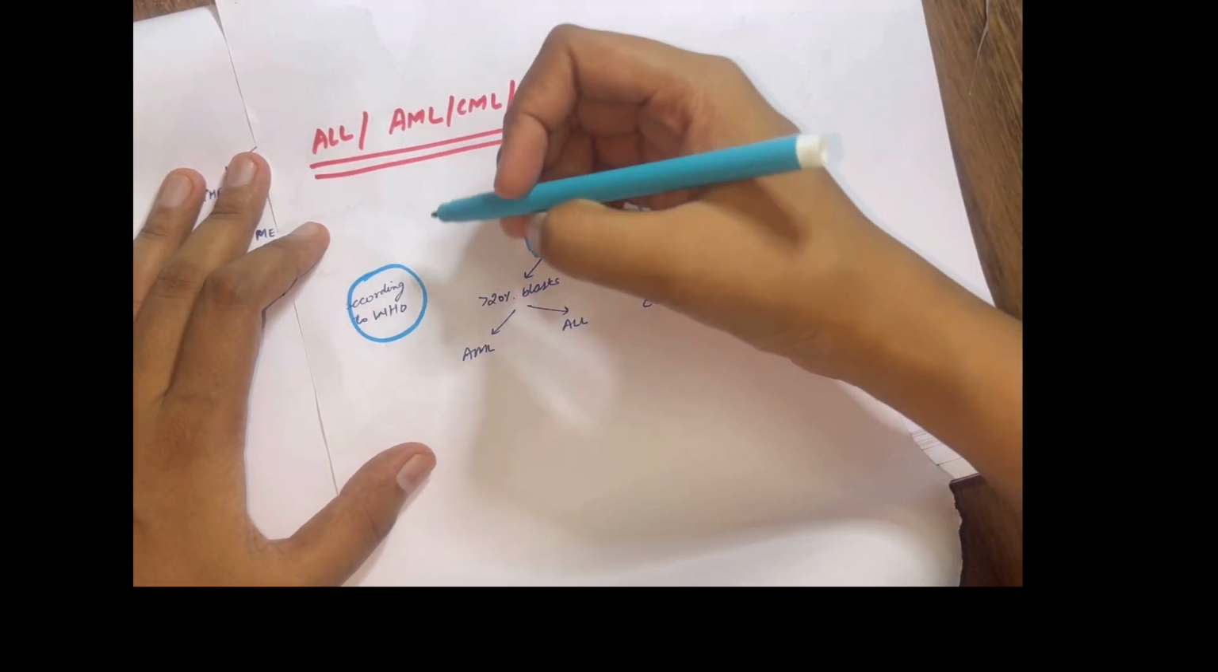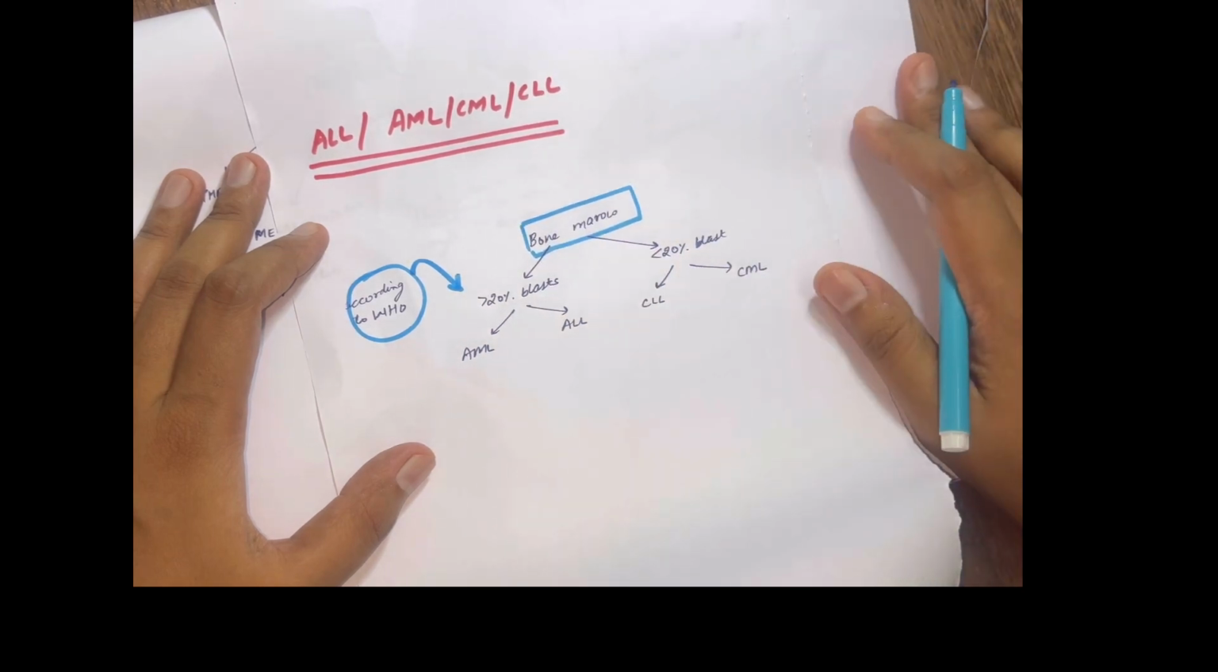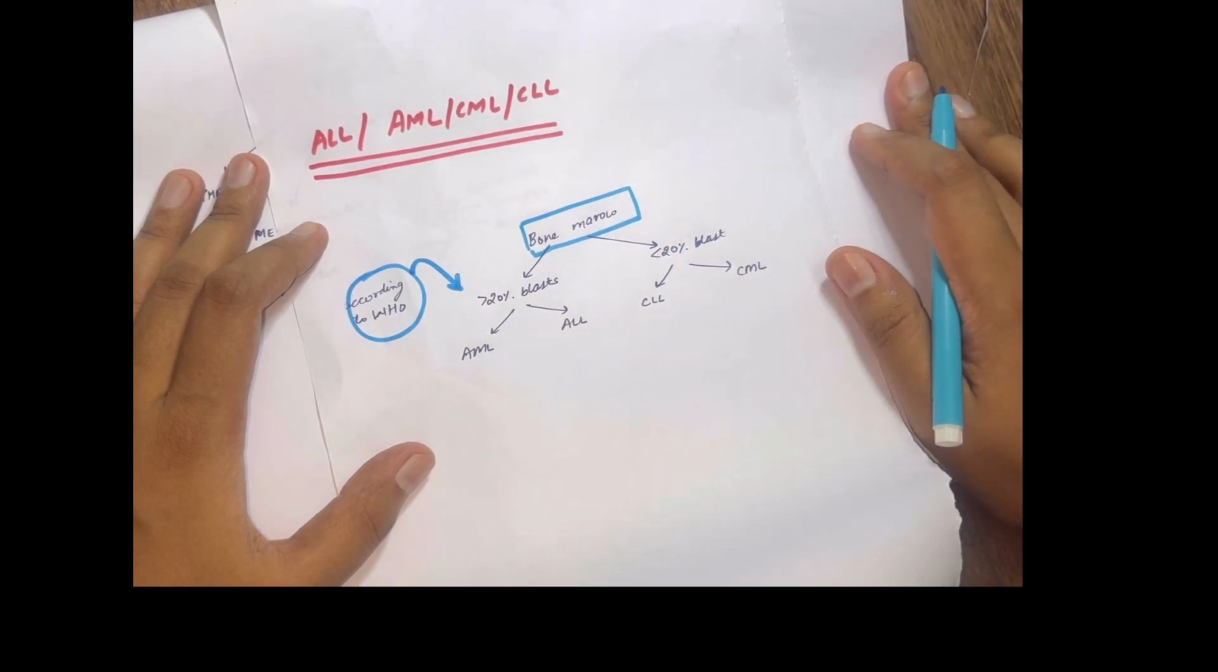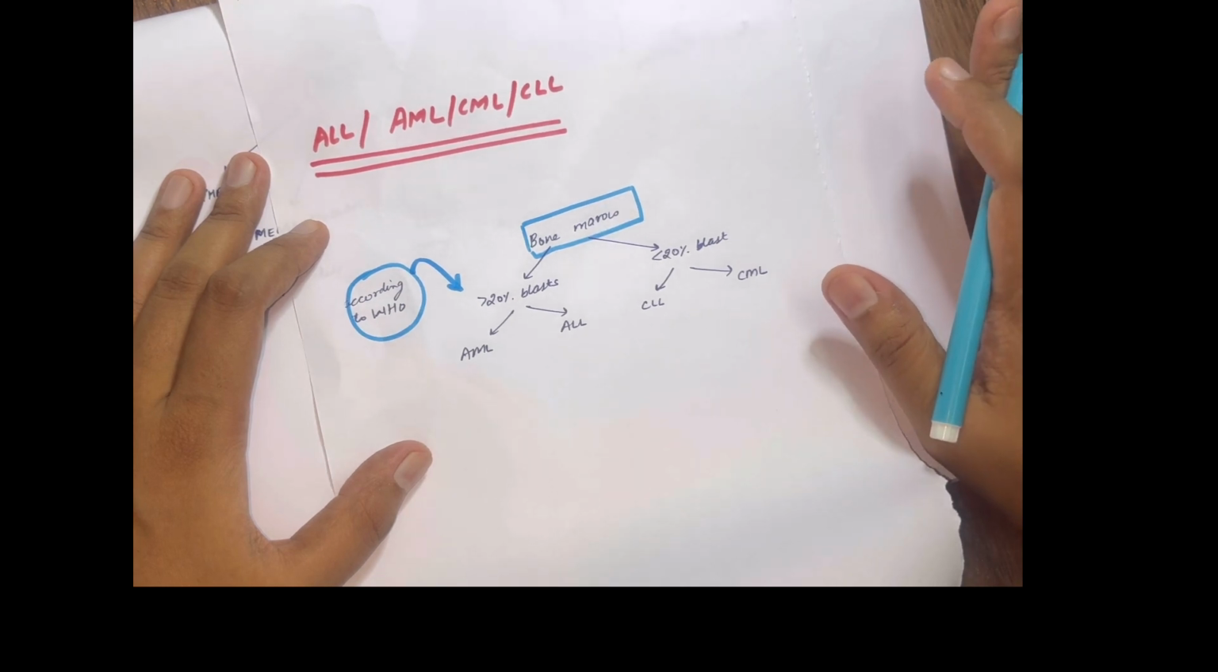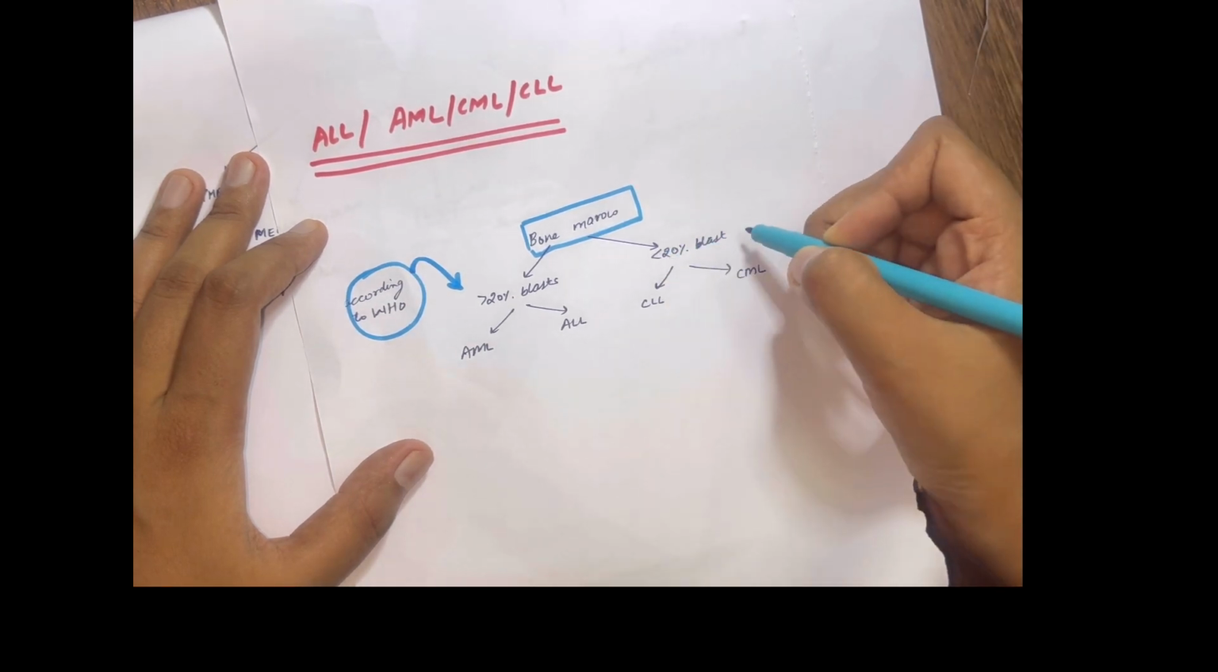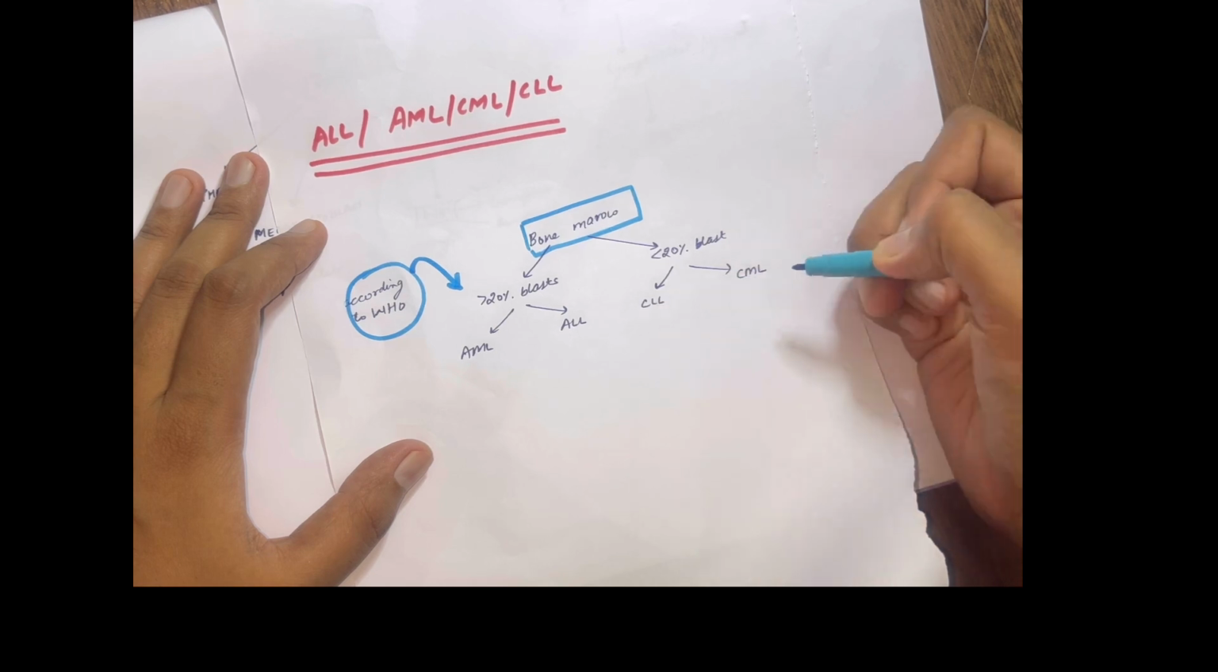So basically according to WHO, if in the bone marrow more than 20% of blast cells are present, that is known as acute case. That can be AML, that can be ALL. If less than 20% of blast cells are there, that is CLL or CML.